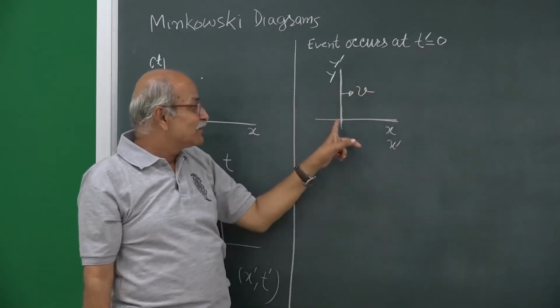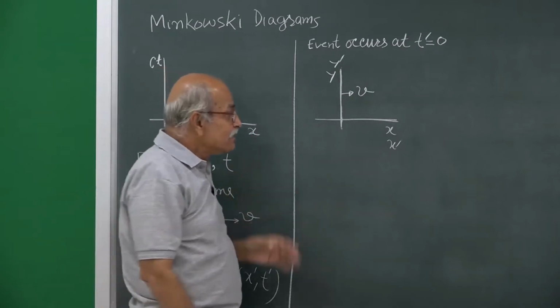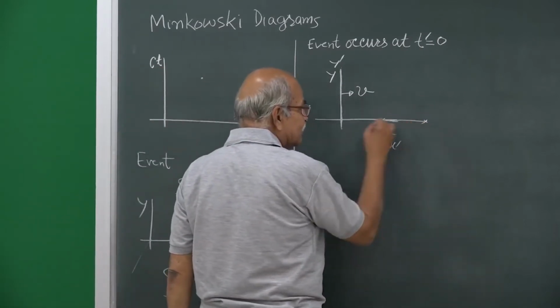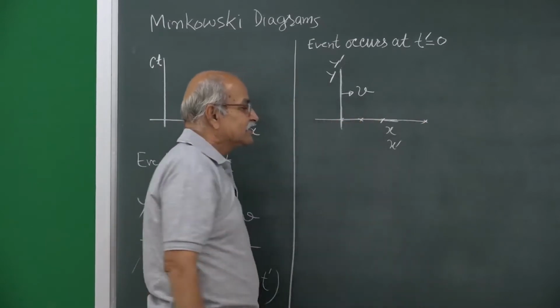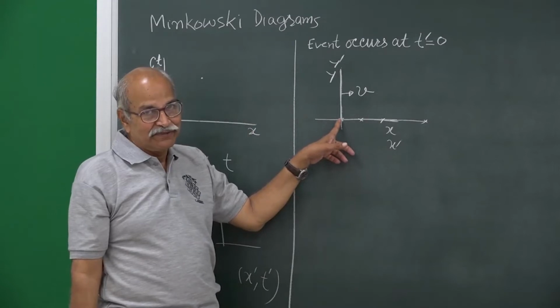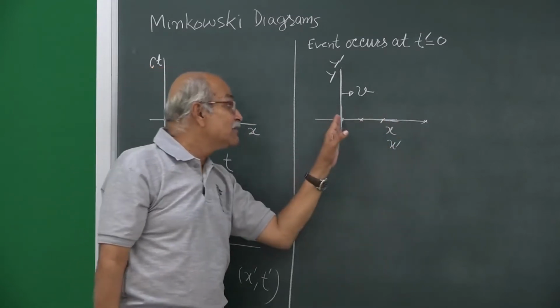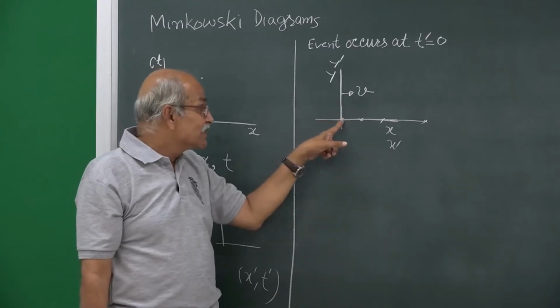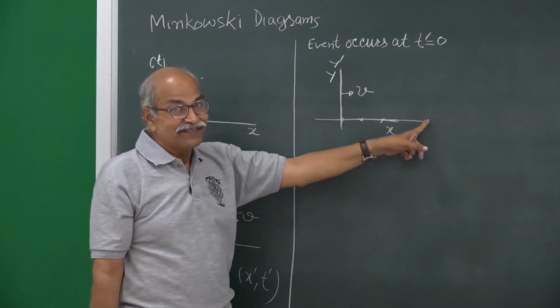So, at that time origins are crossing, but then the event may occur here, the event may occur here, the event may occur here, the event may occur here. If the event occurs here, I know x is equal to 0, x prime is equal to 0, but somewhere else at the same time in S prime, remember in S prime origins are crossing here, but the event has occurred here.